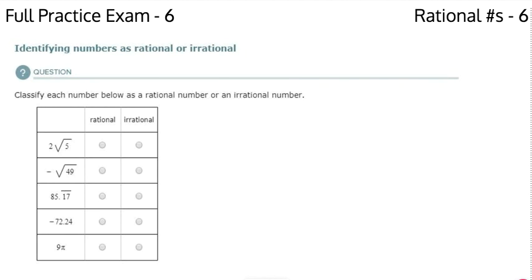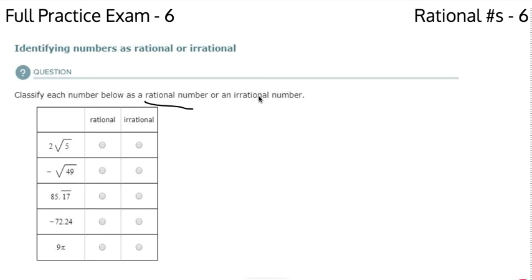Rational numbers, number 6. Full practice exam, number 6. Classify each number as rational or irrational. So rational numbers can be written as a fraction. If it's a decimal, the decimal terminates or repeats. There are all these lists of things that make rational numbers.